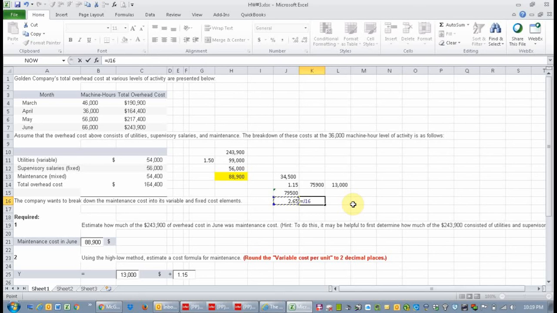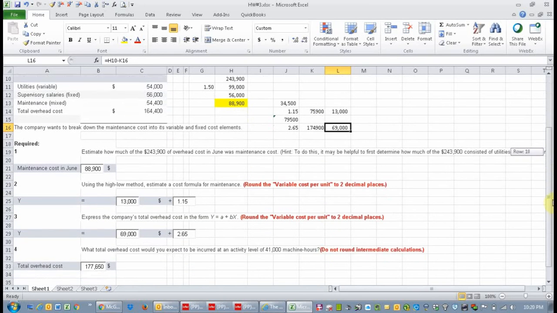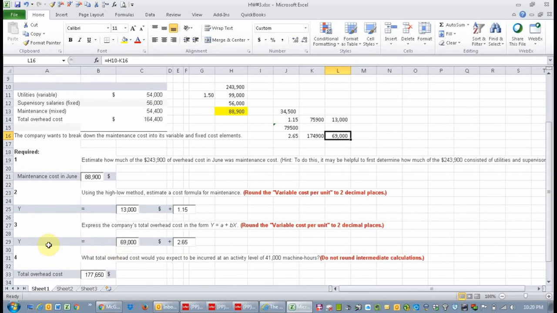So now, again, let's pick either level, either 66,000 or 36,000. Okay, we'll choose 66,000. That gives us a total variable portion of $174,900. Subtract that from $243,900, and we'll get a fixed portion of $69,000. So here you can see that our equation now is our y, which is equal to our total overhead cost, is now equal to a fixed portion of $69,000 plus $2.65 per machine hour.